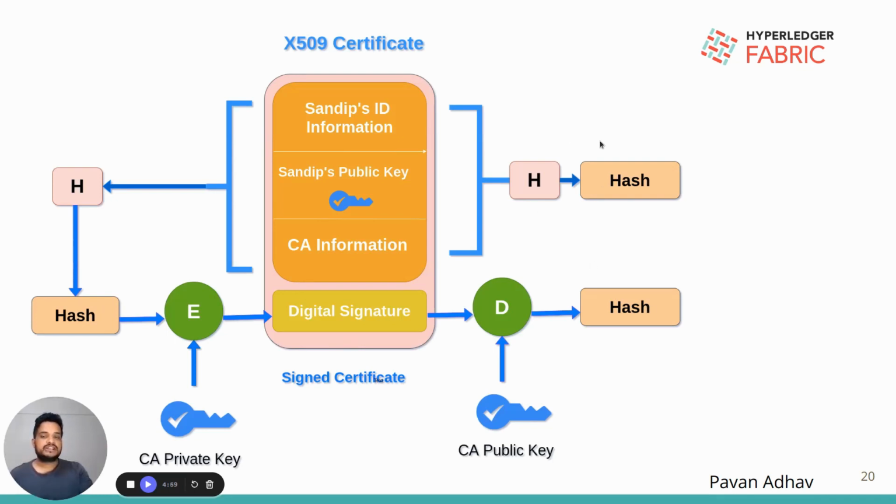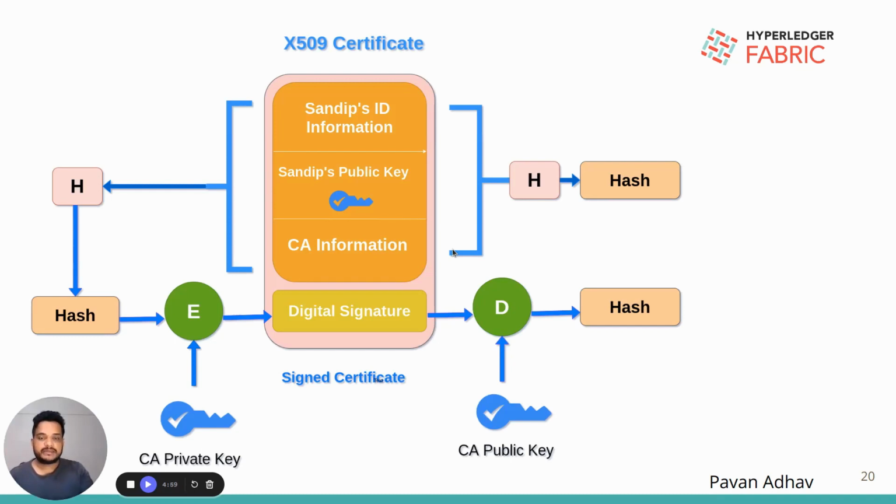Now, anyone having this certificate from the certificate authority can just create a hash of the information, and the digital signature they can decrypt with the public key of the certificate authority, which is available here itself in the certificate. And if both hashes are equal, it means the certificate has not been tampered with. And if we trust the certificate authority itself, then we can say this is a valid certificate.